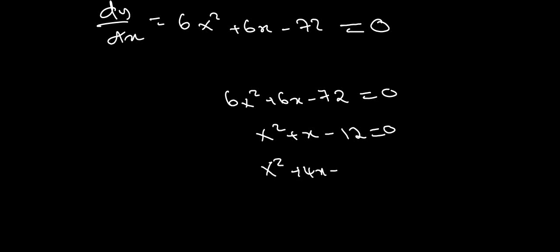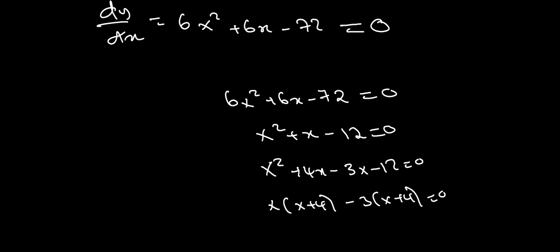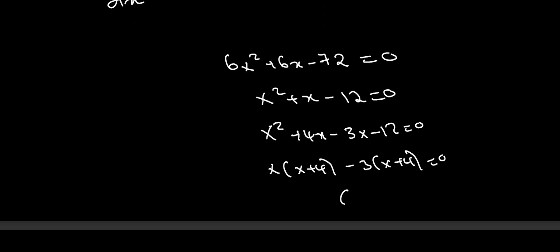4x minus 3x minus 12. This will be x plus 4 minus 3(x plus 4) is equal to 0. Then we have x minus 3, then we have x plus 4. x is equal to 3 and x is equal to negative 4.